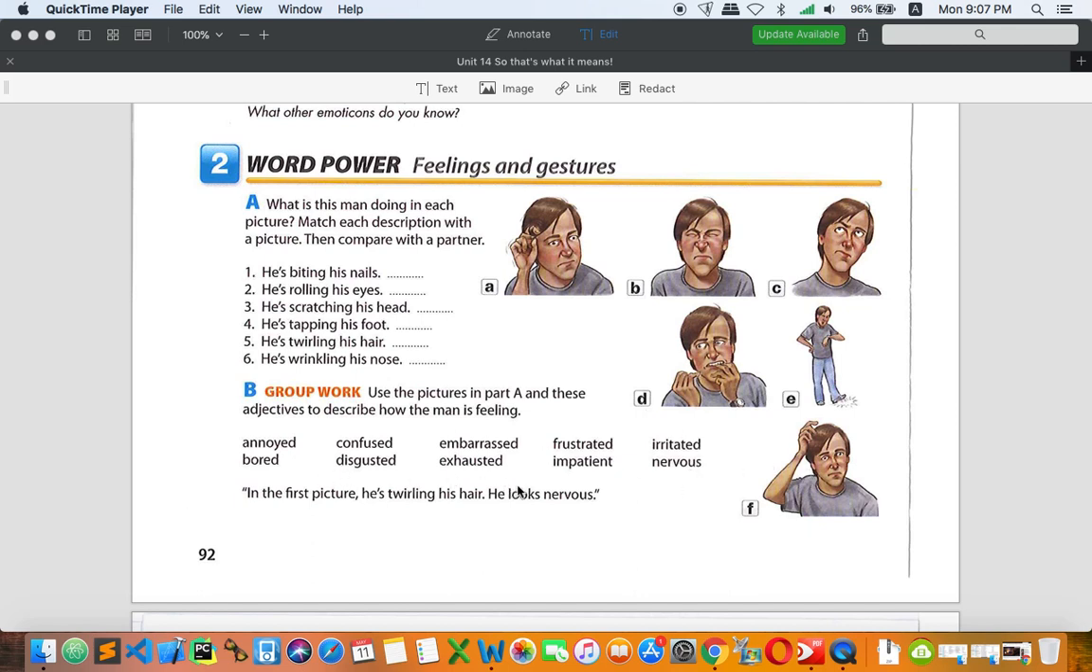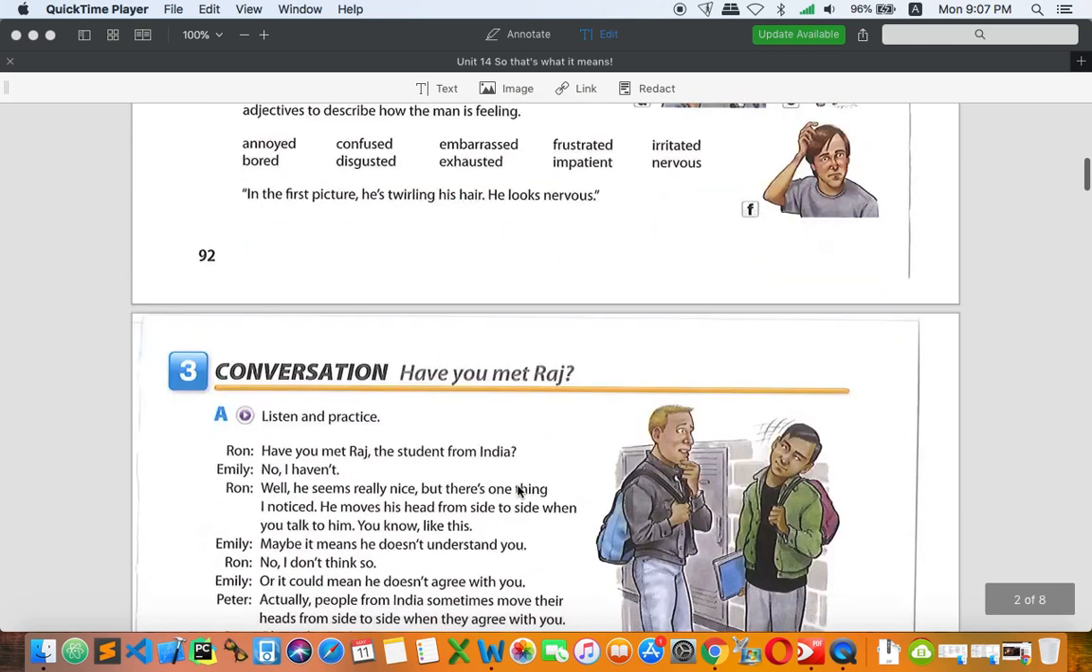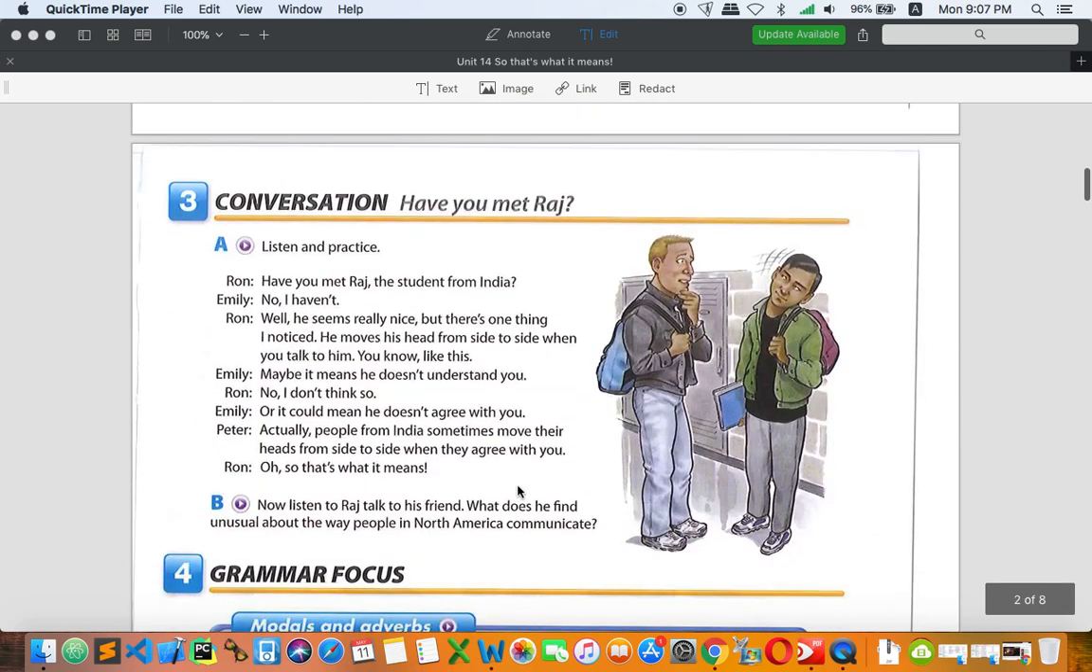All right, let me move on to the next, which is about conversation. Have you met Raj? So this is about listening. We cannot do it, but I will touch on the listening. But just looking at these two pictures, I mean these two people, this man is talking by pointing and pinching his chin, and this seems to be the Indian guy. His name is Raj. Yeah, because the name is familiar, right?